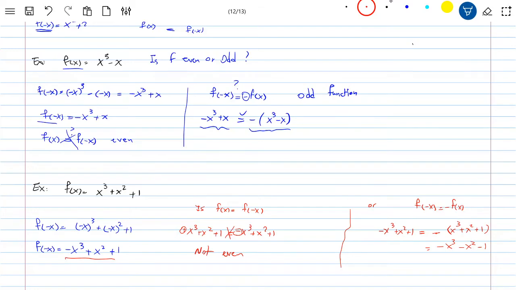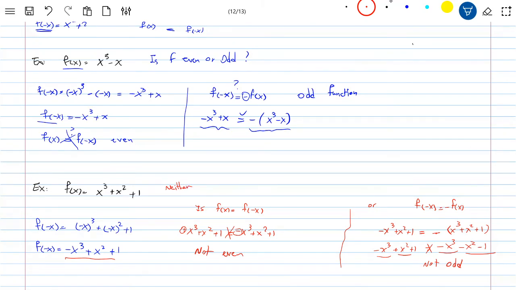Now if you compare, you do not see equality. These two are not equal. This is good, but the x squared plus 1, and here you would have negative x squared. So not odd either. So this is a neither case. It's not odd or even.